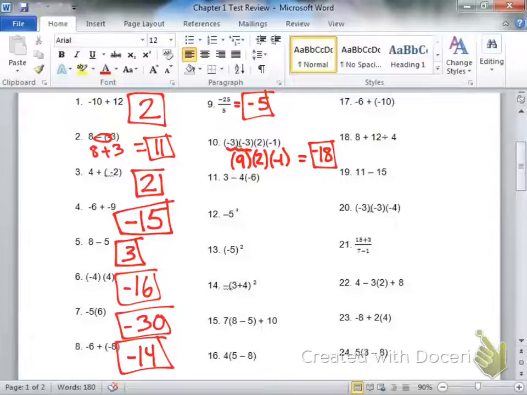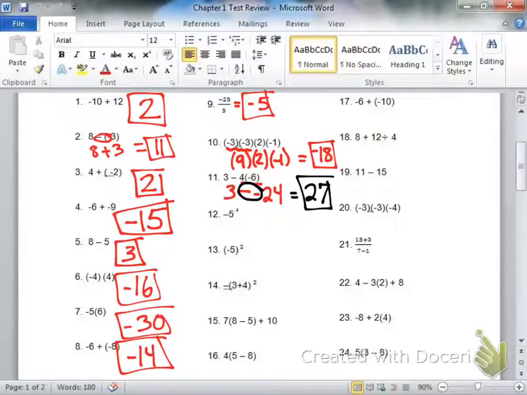Questions? All right, next we have 3 minus, you have to do this multiplication, that's negative 24, and then what's minus a negative? Yeah, it's plus a positive, so this is a 27.